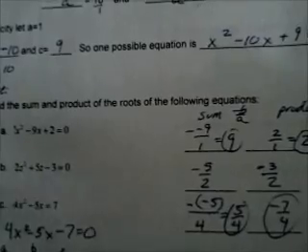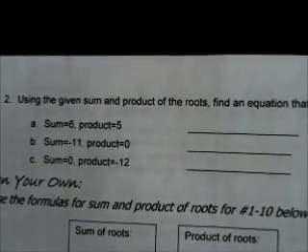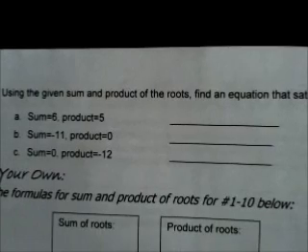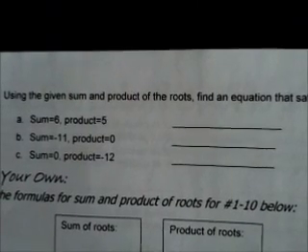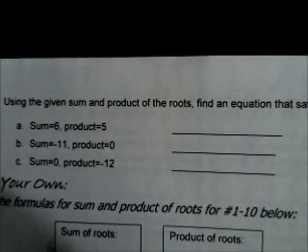Next page, page 14. It says, using the given sum and product of the roots, find an equation that satisfies the roots. So when you're given the sum and the product, again, you can remember this form. As long as A is 1, 1x squared minus sum x plus product equals 0.